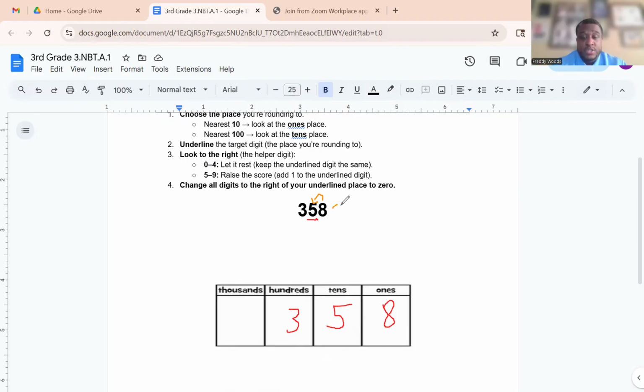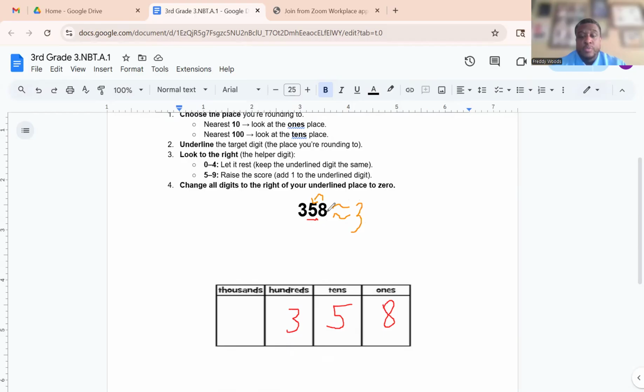Now, what does that 8 tell me is going to happen to that 5? That's what I'm thinking about right now. This is where my rule of rounding comes into place. This 3, if I round this 5 up or down, it's not going to affect this 3. So I'm bringing the 3 over.